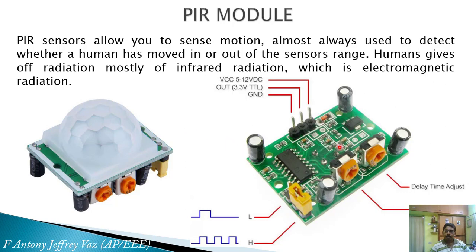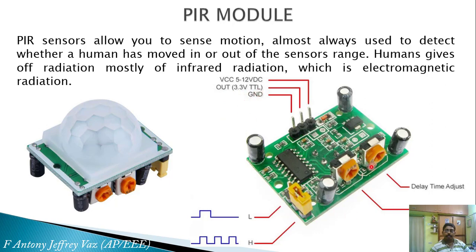This is the back side of this module. You can see this pin is VCC. You have to supply 5 volt to this pin, and the third pin is the ground pin, and the output is the middle one. This middle pin will give output when a person is standing in front of the module. If the person is not there, it will give you 0 volt. If the person is in front of the module, then it will give 5 volt or 3.3 volt output.